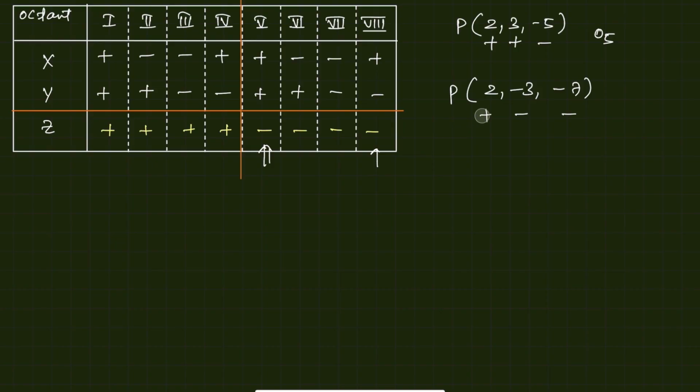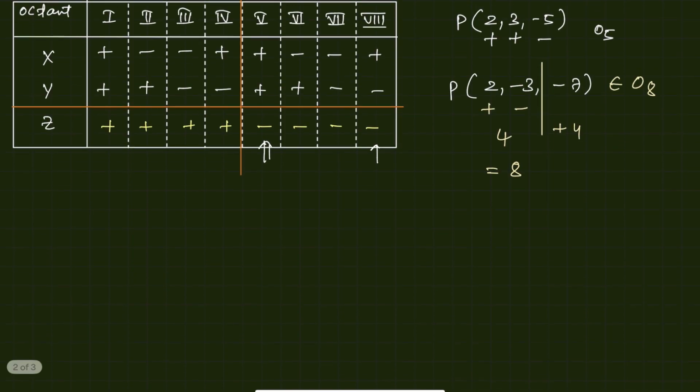For that you do one thing: you divide the coordinates of the point P into 2 parts, x and y one part and z another part. Here you observe x is positive and y is negative. So x positive, y negative is possible in the 4th quadrant, so you take down 4. And z is negative, so you add 4. So 4 plus 4, what do we get? 8. So the point P belongs to the 8th octant.